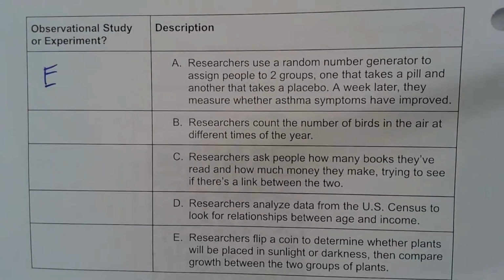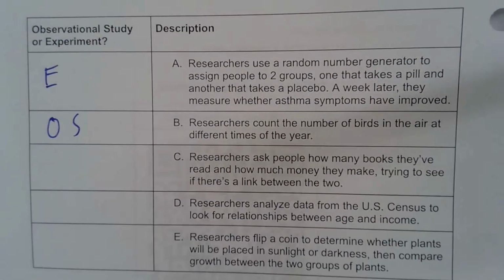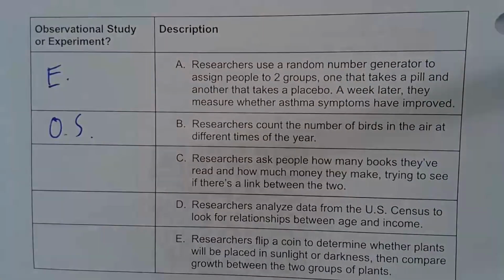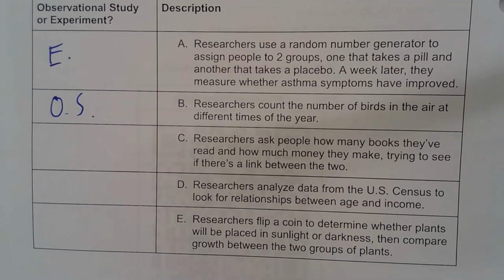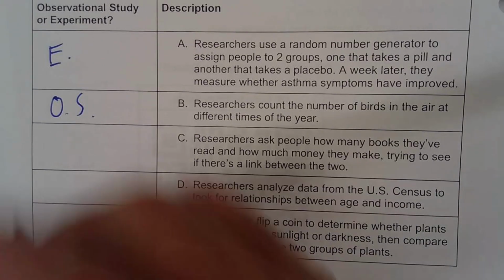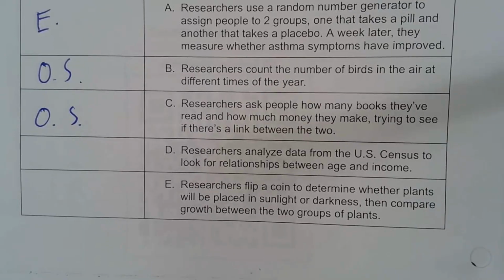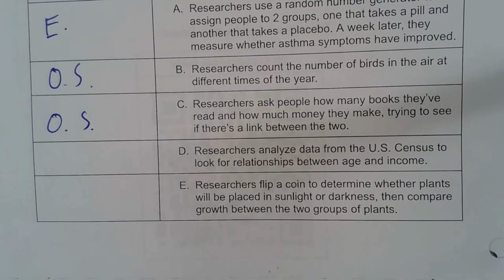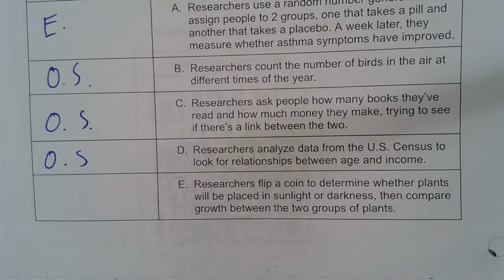B, researchers count the number of birds in the air at different times of the year. That's observational because they are just watching. They're not testing anything. They're not intervening, right? Researchers ask people how many books they've read and how much money they make, trying to see if there's a link between them. Again, it's observational. They're not assigning anything. They're just asking questions. They're just looking at data. Researchers analyze data from the U.S. Census. Same thing. This is observational because they're not intervening.